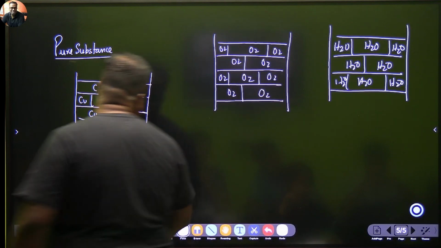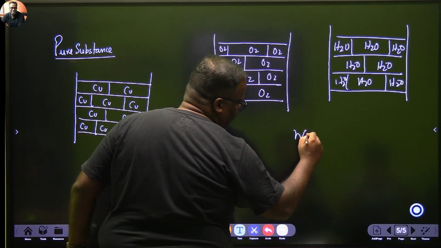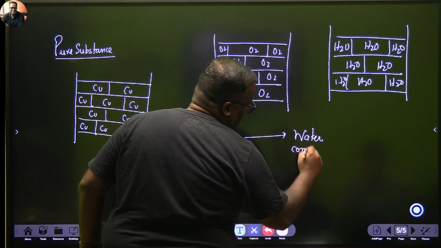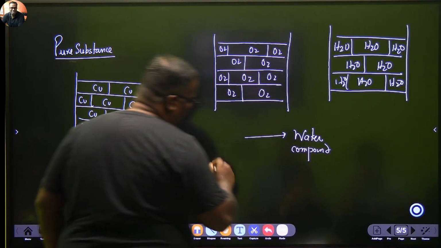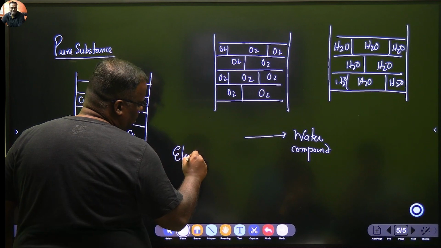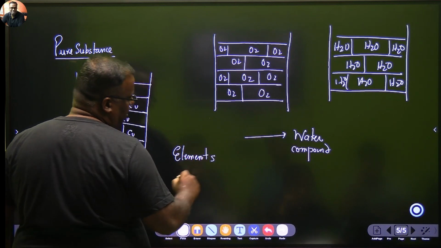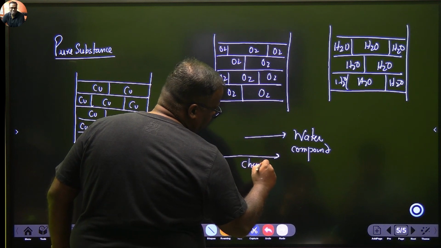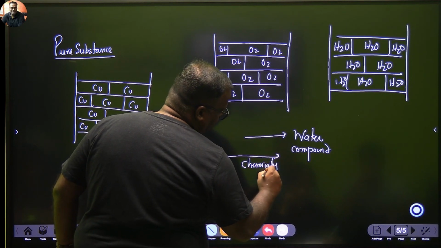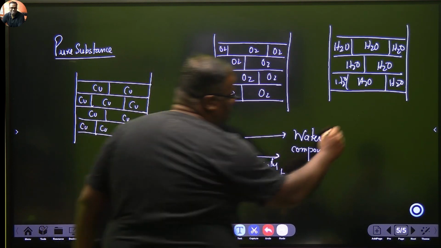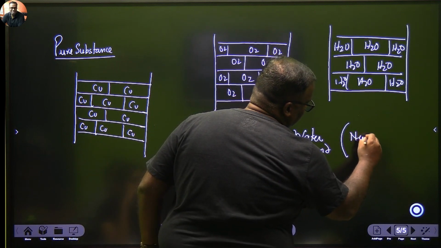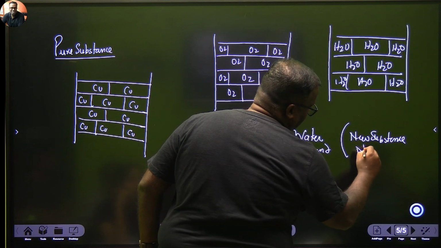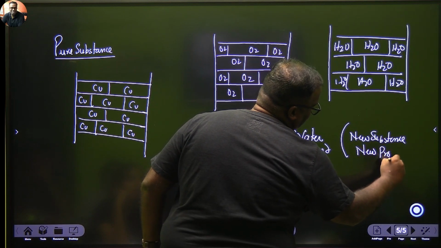Now you have a new compound which is known as water. Is this a compound, beta? Yes. A compound is formed when what happens? Two or more elements chemically react. And I told you that during this chemical reaction, I will get a new substance, and always remember this: new substance, new property.